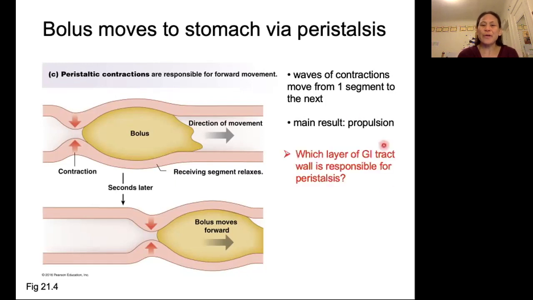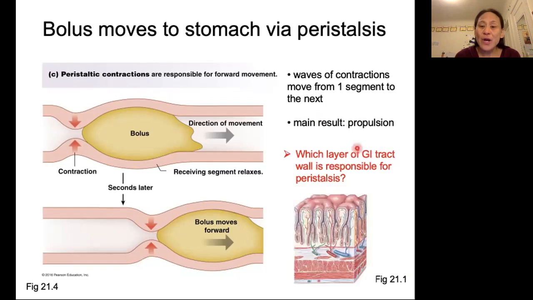Here's a question for you. Which layer of the GI tract wall is responsible for peristalsis? Remember, we have our four layers. Which layer is the one that is going to be doing this action right here? Think about that for a second. Our layer is going to be the muscularis externa, this muscle layer right here. You might not have remembered the name, but hopefully it makes sense to you that it would be the muscle layer that is doing the muscle contractions that are propelling our bolus forward.